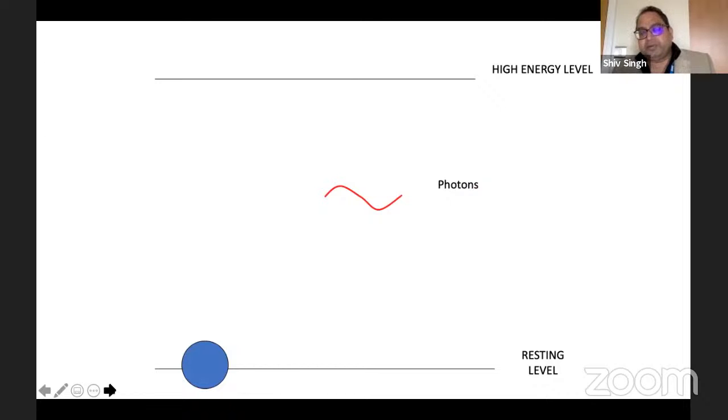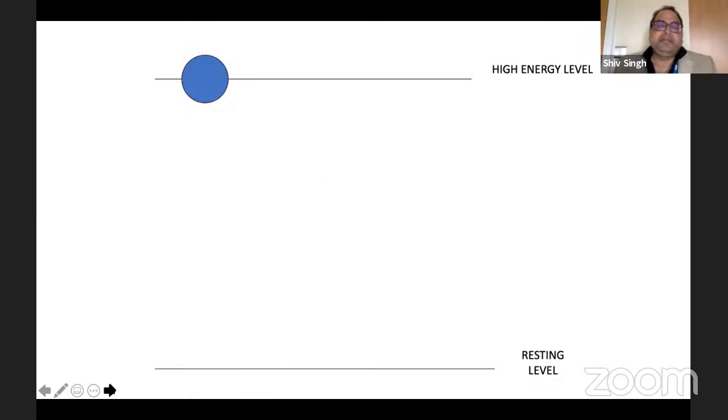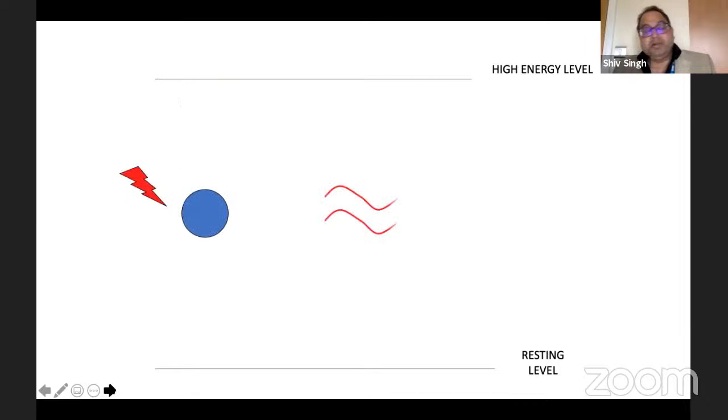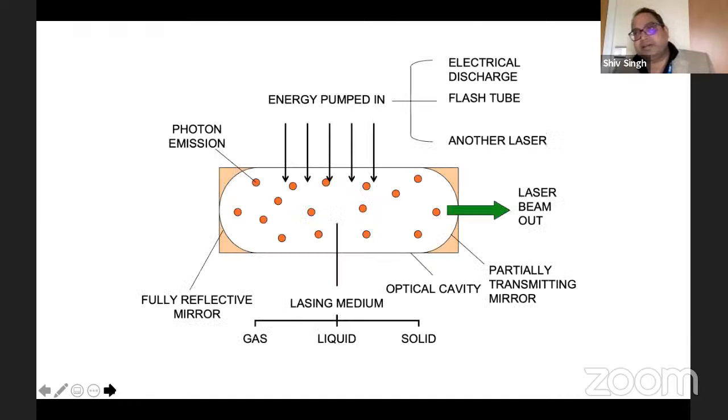So this happens normally. But if you apply this energy when it's midway, that is before it comes back to the resting state, you apply energy again, then you get two photons which are in the same wavelength, so they are coherent to each other. I'll tell you about the characteristics of these.